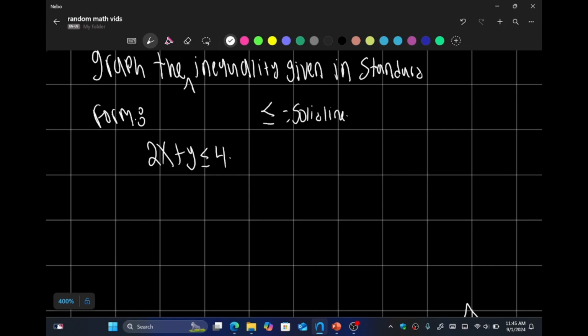So this is going to kind of be like a linear equation, in terms of the similarity, it would have a solid line. But we're just going to go ahead and solve for y here. So to solve for y, we're going to subtract 2x on both sides, and then this is going to give us y is less than or equal to 4 minus 2x, right?